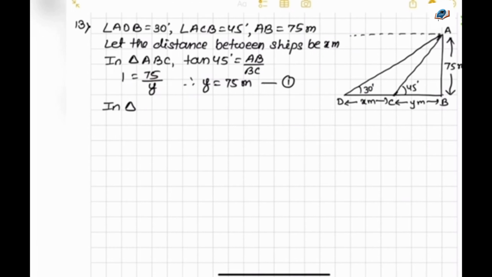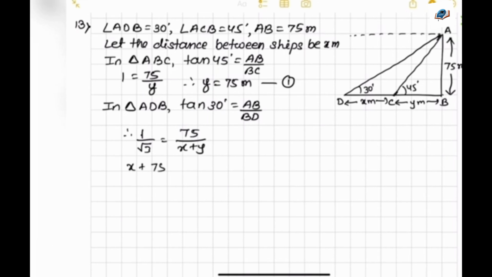Now, same way, in right triangle ADB, tan 30 equal to AB upon BD. So, therefore, 1 upon root 3 equal to 75 upon x plus y. So, x plus 75 equal to 75 root 3. I have put the value of y as 75. So, I am putting from 1.